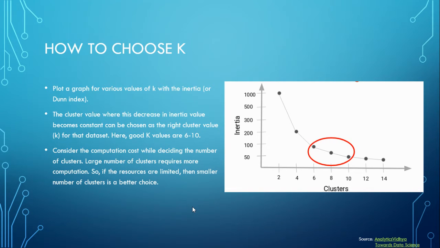Now, you should also make sure that you consider the computation cost. If you increase the value of K, the computation cost increases. So if you have very limited resources, you should consider taking a smaller number of clusters. If you have limited resources, you might stick to 6 or 7. But if you have really good resources with you, you could probably go to 9, 10, 11 and then get a good cluster set.